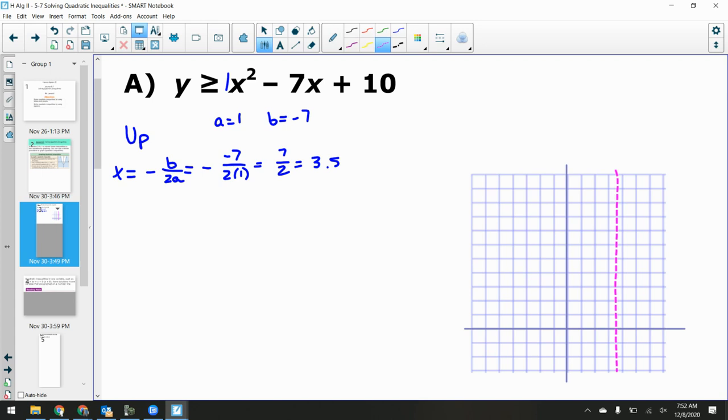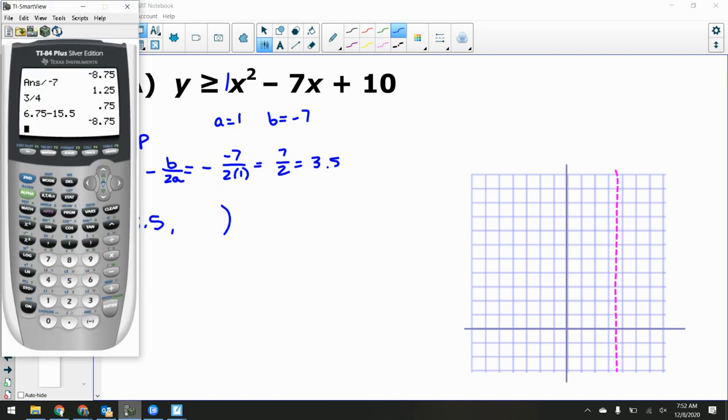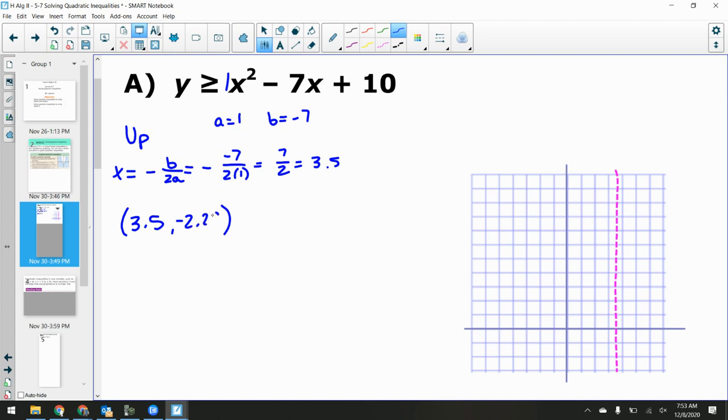Okay, so where's the vertex point? Well, the vertex point is going to be 3.5 comma something. So let's plug in 3.5: 3.5 squared minus 7 times 3.5 plus 10. Negative 2.25. I should really be using fractions, but whatever. So 3.5 comma negative 2.25. Right down there.